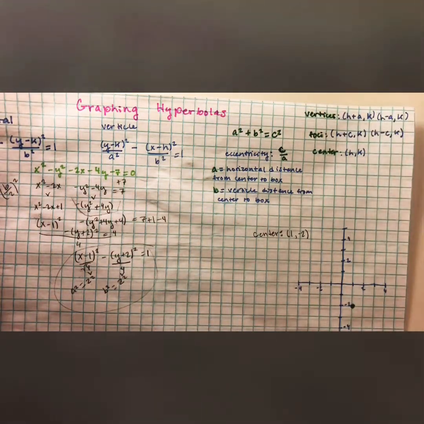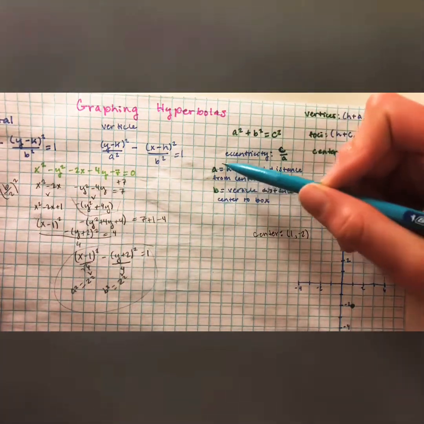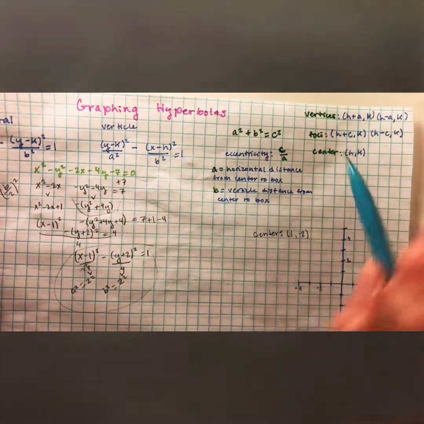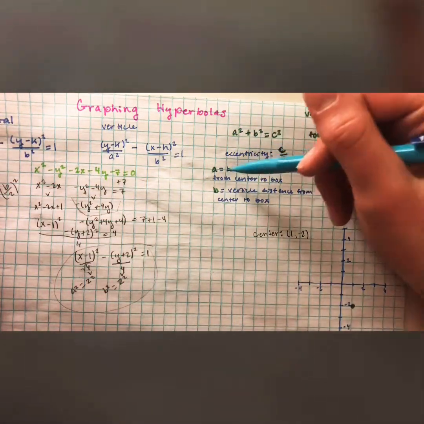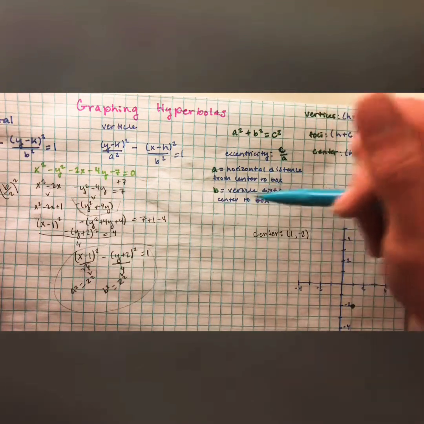The next thing that we want to do is find our vertices, or actually create the box. So creating a box just helps us to actually graph our hyperbolas. And so when we create the box, we're going to be using our a and b values. So a is the horizontal distance from the center to the box, and b is the vertical distance from the center to the box.